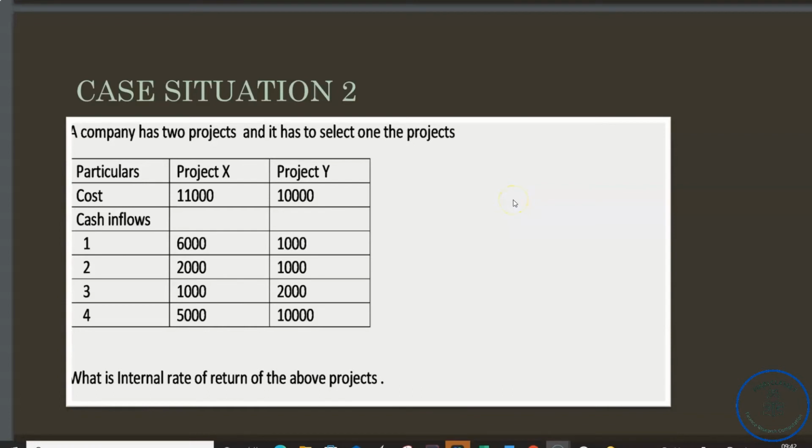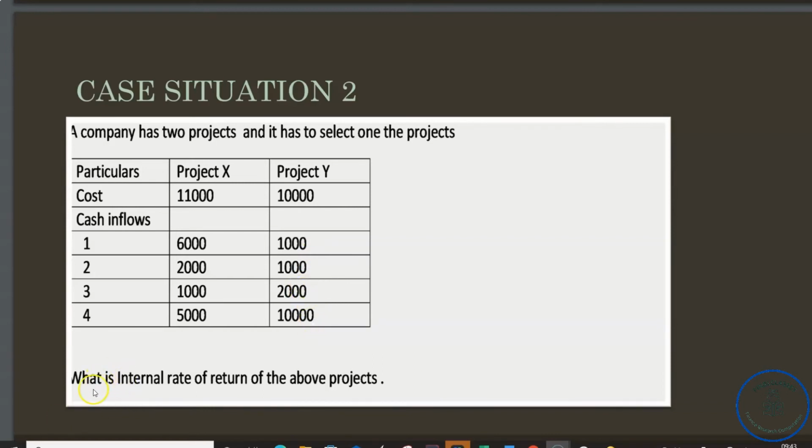Coming to case situation 2. Here a company has 2 projects and it has to select one project. The cost of project X is given, which is 11,000, and project Y is 10,000. The cash inflows for project X are 6,000 for first year, 2,000 for second year, 1,000 for third year, 5,000 for fourth year. Similarly, project Y cash inflows are 1,000 for first year, 1,000 for second year, 2,000 for third year, and 10,000 for fourth year.